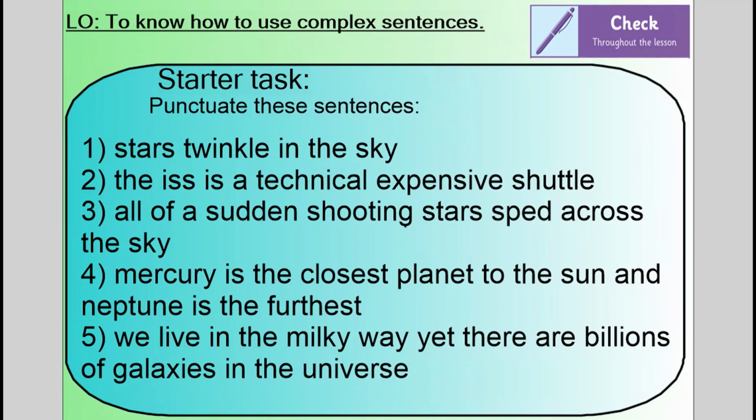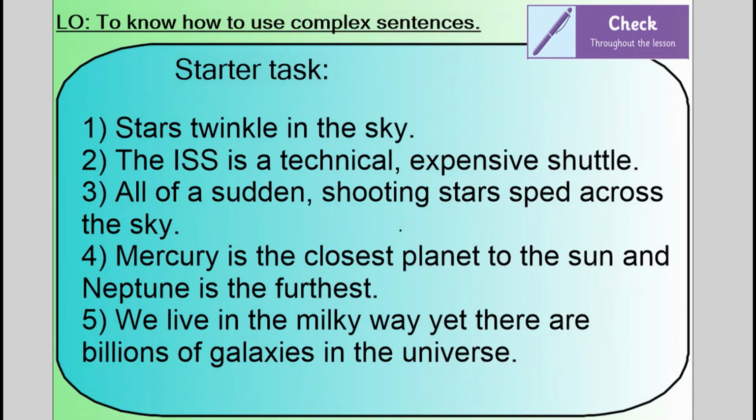Okay, welcome back. Hope you've had some time to punctuate these sentences, and now it's time to check through them. So the first one was missing the capital letter and the full stop. The second one, again, missing the capital letter, the comma for the expanded noun phrase, and the full stop. Third was missing the capital letter, full stop, and the comma after the fronted adverbial "all of a sudden". The fourth one, Mercury is the closest planet to the sun and Neptune is the furthest: capital letter, full stop, and also a capital letter for Neptune. And the fifth one, capital letter and full stop.